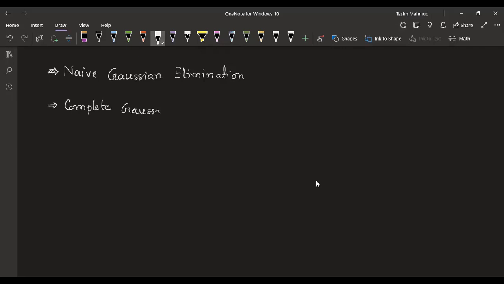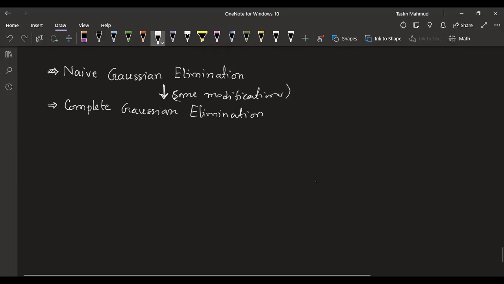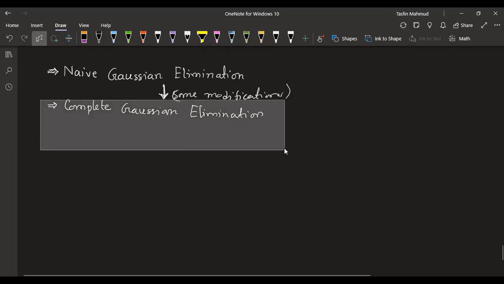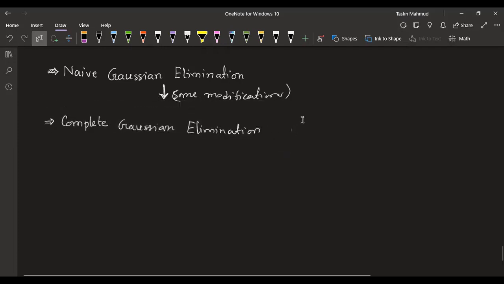And you have to modify the code yourself for the lab task. Some modifications are required. So what type of modification is required? First thing is we will check whether the system is singular or not.